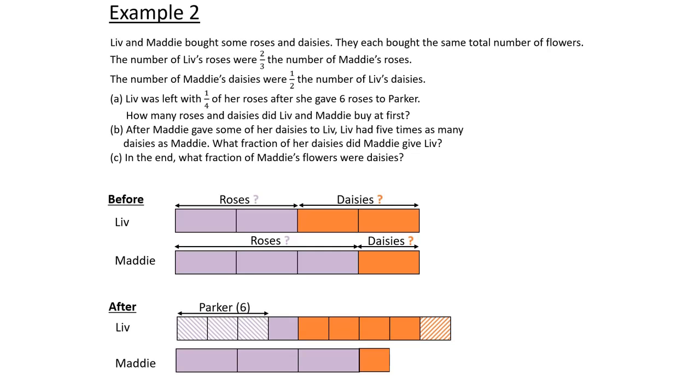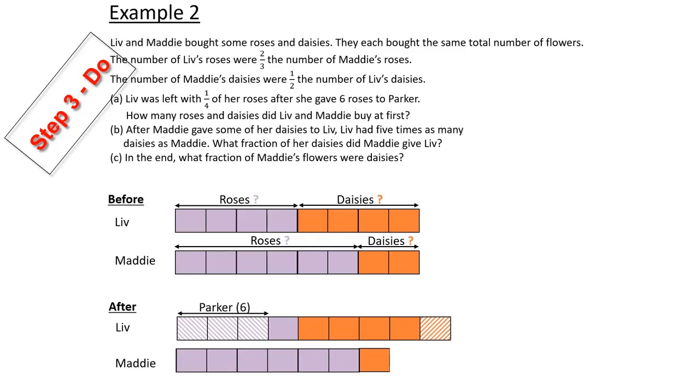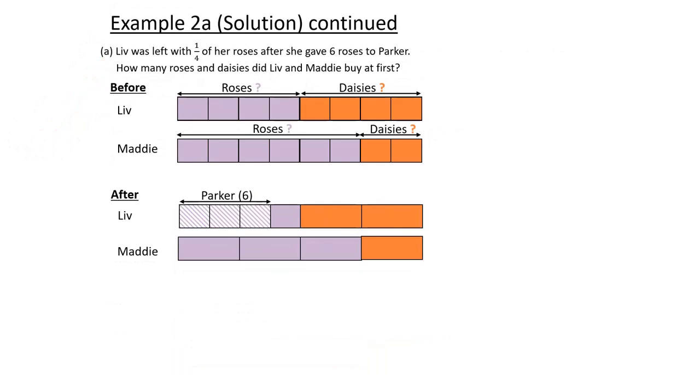We now have a plan to solve the problem. We've shown that both girls had the same number of flowers at the start, that Liv had 2/3 the roses of Maddie, that Maddie had half the daisies of Liv. We then showed that Liv gave 3/4 of her roses to Parker, and Liv ended up with 5 times the daisies as Maddie after Maddie gave some of her daisies to Liv. Step 3 is do. Solve the problem mathematically.